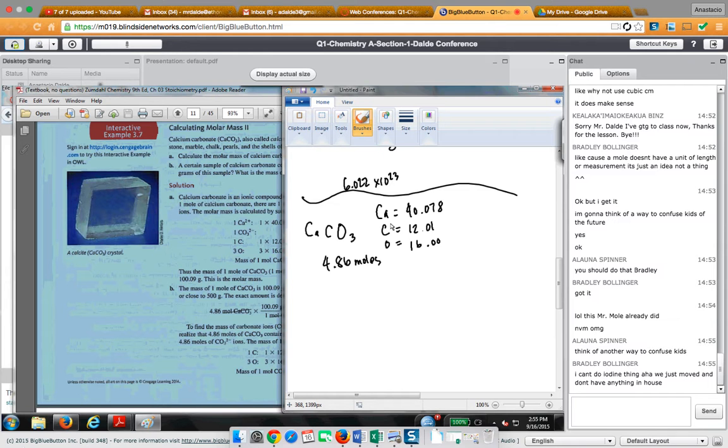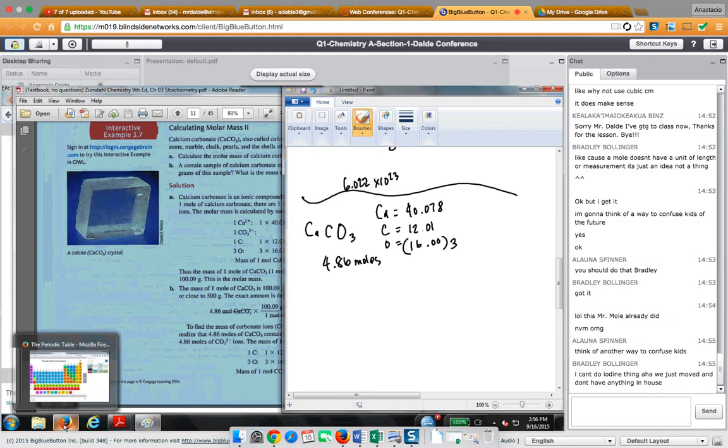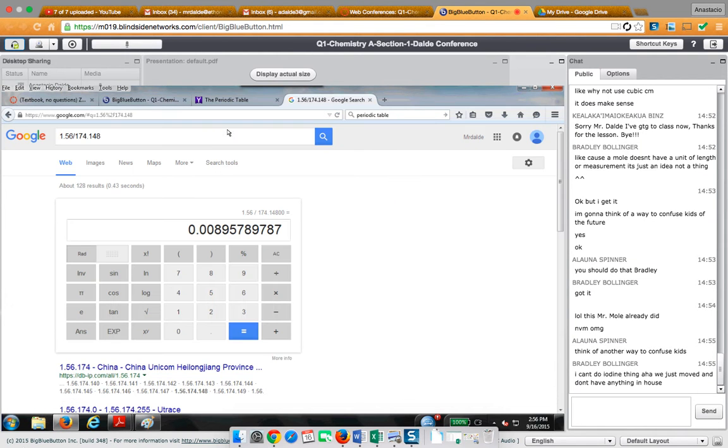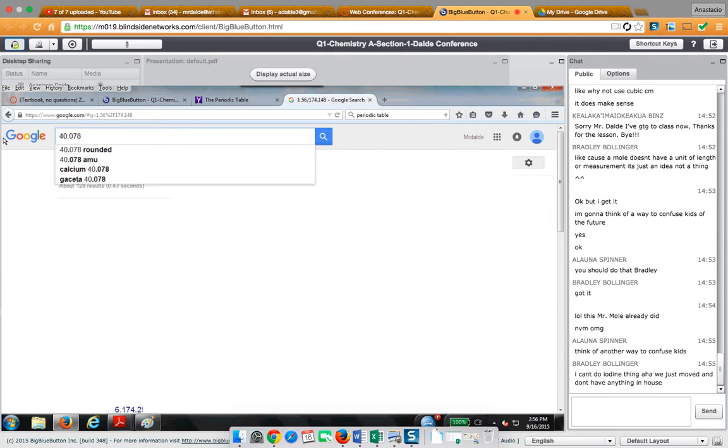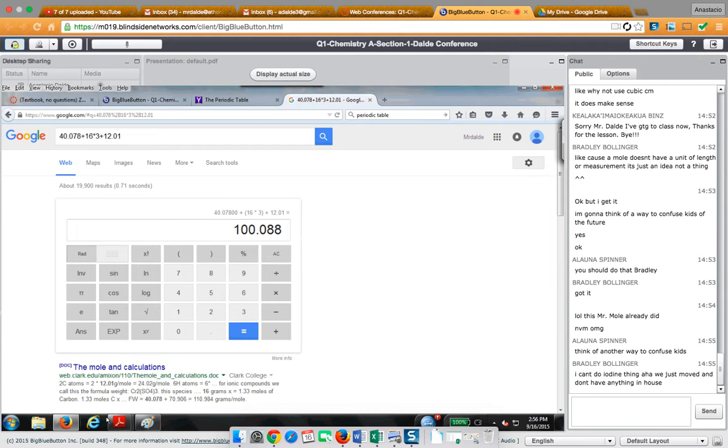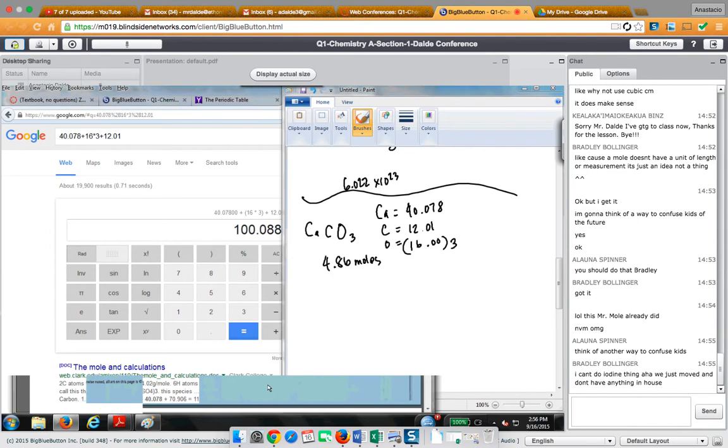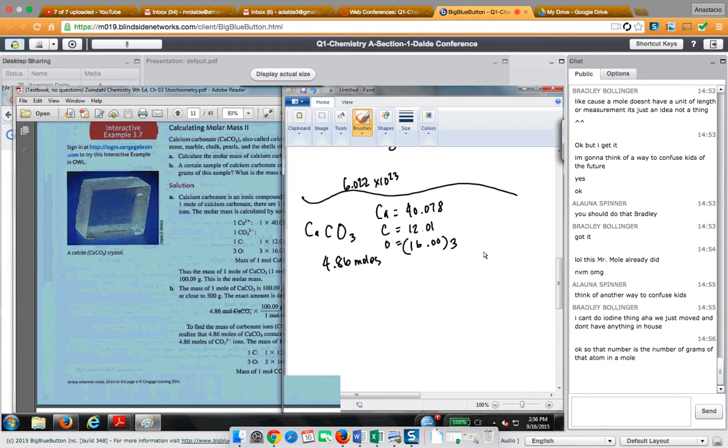All right. So we need to add up all of these numbers, except before you add them all up, multiply the 16 times 3. So someone do that on their calculator. 40.078 plus 16 times 3 plus 12.01. 100.008. Got it.